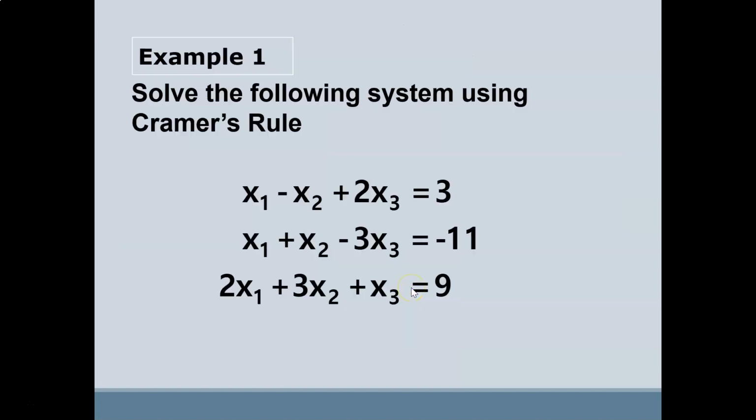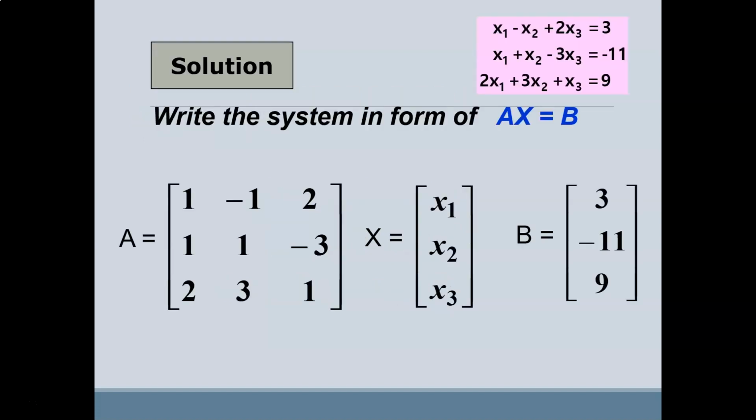Okay, let's see the example. Solve the following system using Cramer's rule. So you have this system of linear equations. From here you need to extract what is your A, what is your X, what is your B. You extract the information. Matrix A is 1, -1, 2; 1, 1, -3; 2, 3, 1.